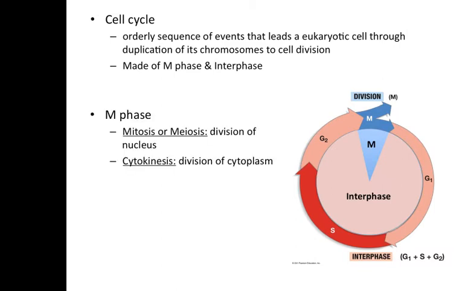M phase includes the processes of mitosis or meiosis, which is the division of the nucleus, and cytokinesis, which is the division of the cytoplasm. We will discuss meiosis in greater detail during class next week. In this microlecture, we will focus on the process of mitosis and cytokinesis.